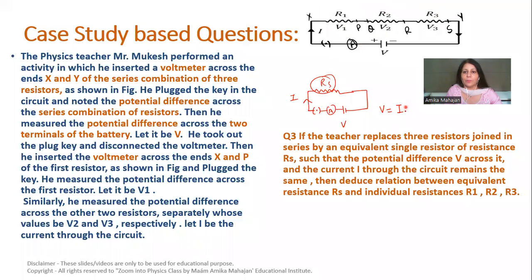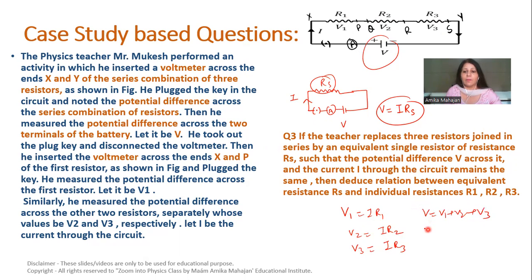I into Rs according to Ohm's law, because same current I is flowing through R1, R2 and R3 as well as Rs. Similarly, voltage across V1 when I take this circuit will be I into R1. Voltage across second resistance will be I into R2. And voltage across third resistance will be I into R3. We know that this voltage V is divided among all the resistors. So V was V1 plus V2 plus V3.